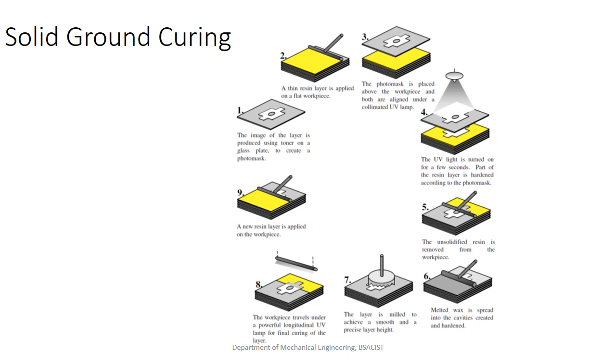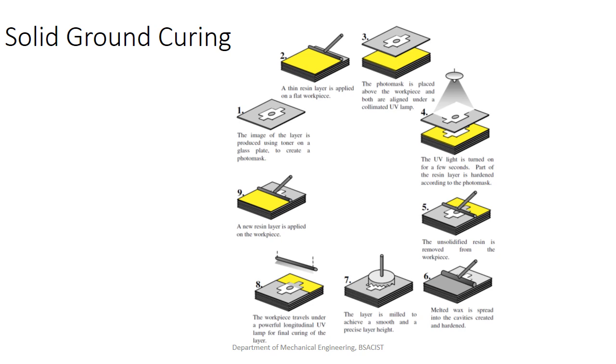A thin resin layer is applied onto the flat workpiece. The photo mask is placed above the workpiece and both are aligned under a collimated UV lamp. The UV light is turned on for a few seconds. The part of the resin layer is hardened according to the photo mask. The solidified resin is removed from the workpiece. Melted wax is spread into the cavities created and hardened.